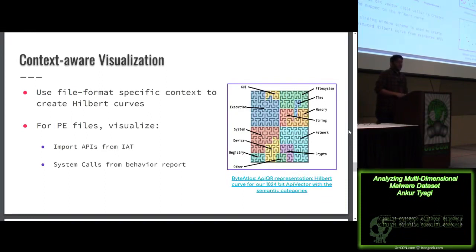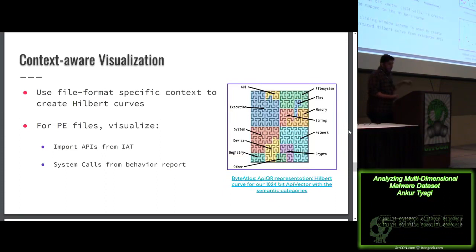So from the import address table, we extract APIs. These APIs actually tell us what behavior to expect when the sample executes, what kind of behavior we might see when it is actually executing on the system. And these APIs are mapped onto a bit vector. And this is how the API QR will look.